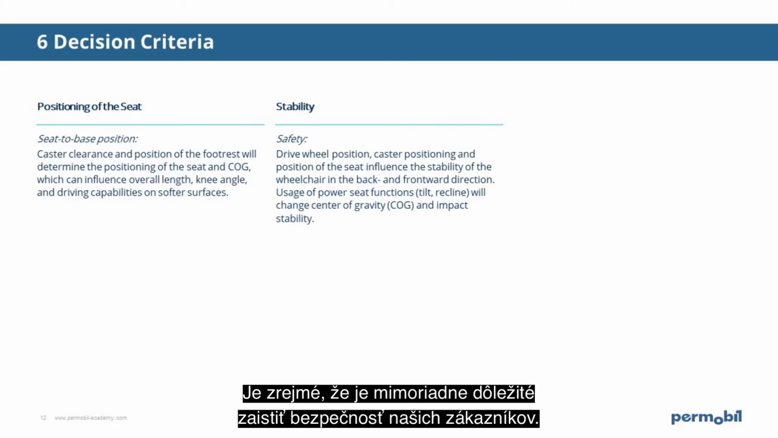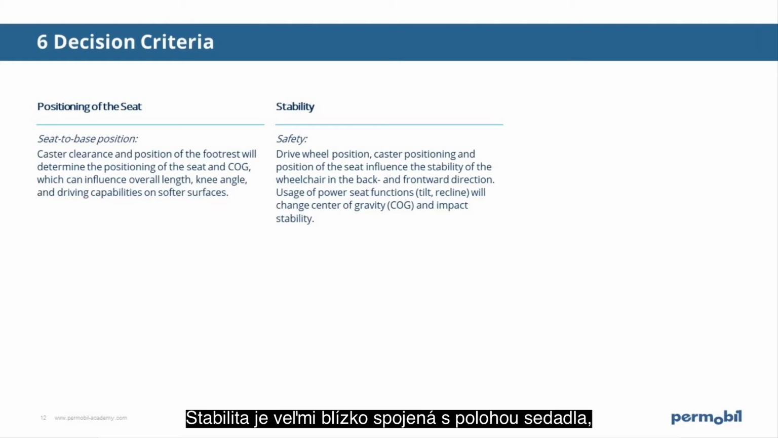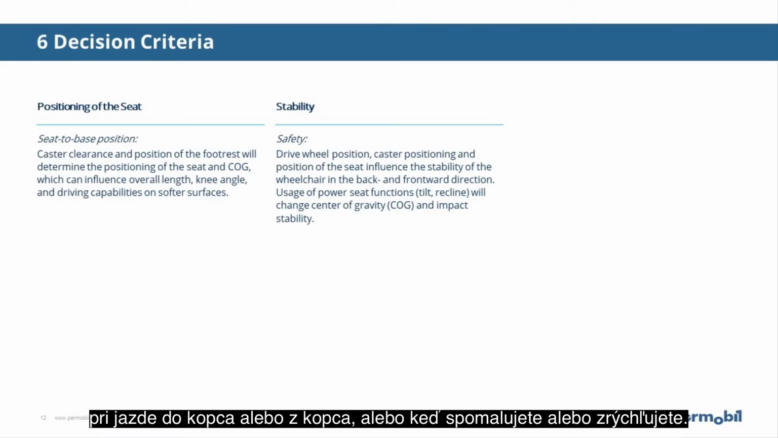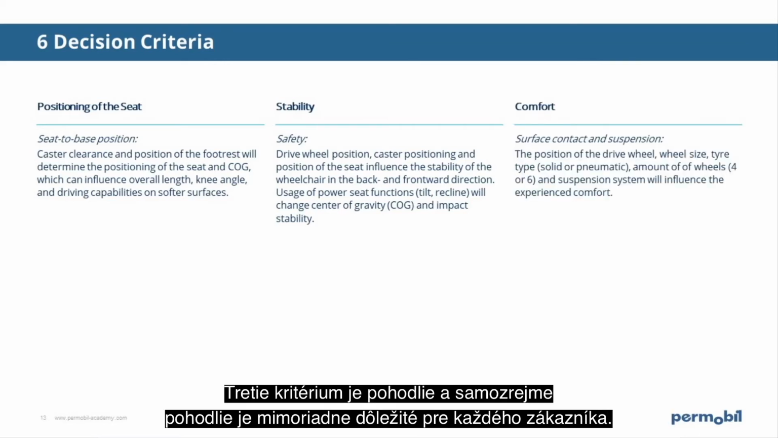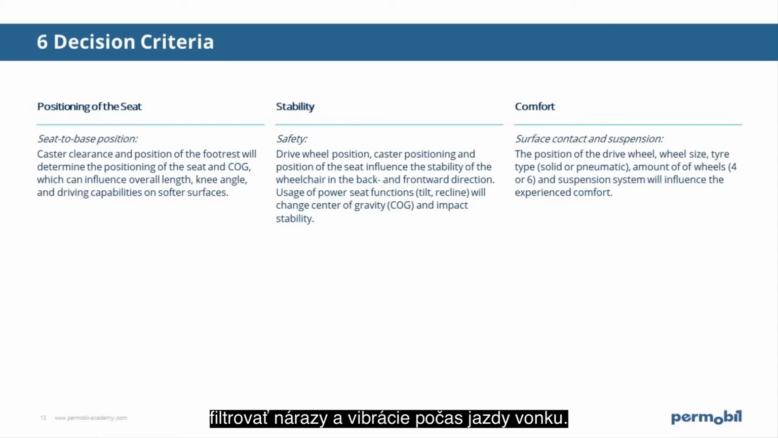And stability is obviously extremely important to ensure the safety of our customers. Stability is very closely related to the positioning of the seat. It will basically determine how stable the chair is and how easily it will tilt when you're driving uphill or downhill, or when you're decelerating or accelerating with the wheelchair. A third criterion is comfort, and comfort is extremely important for every customer. But comfort is also how the wheelchair or the base helps you filter shocks and vibrations when you're driving outdoors.